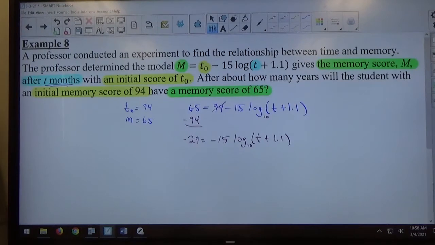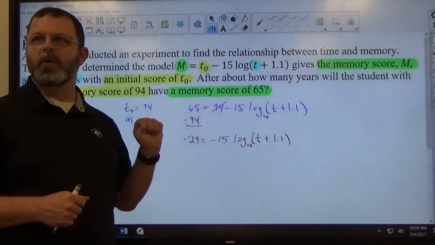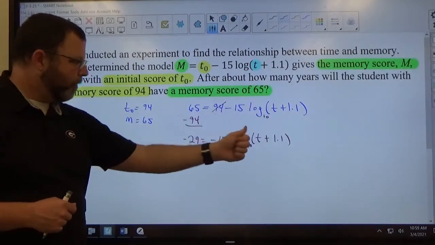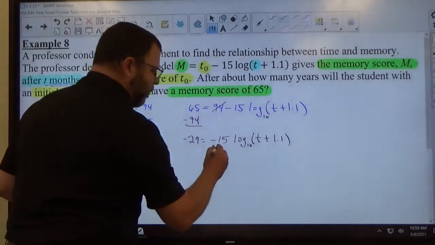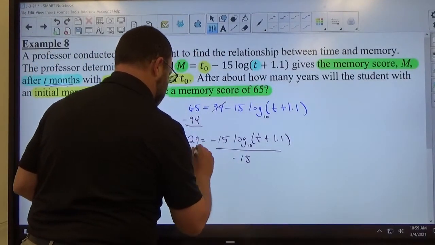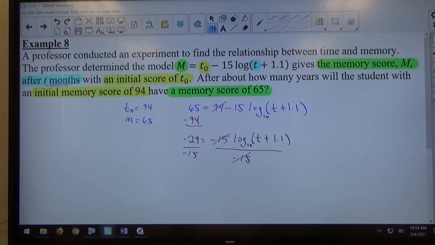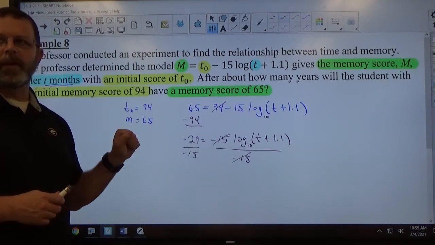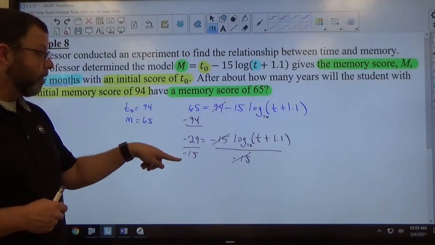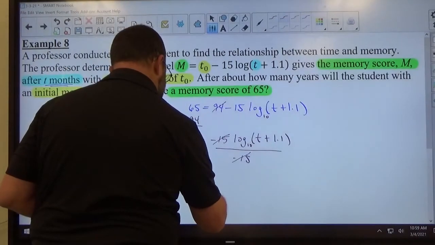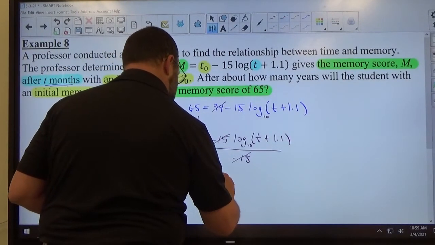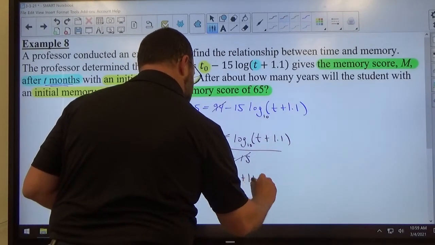Now, I don't want that negative 15 in front of the logarithm. There are 2 options here. Option 1, I can make this the power of that. We'll call that the bad option. If log equals a number is your goal, it's much easier to divide by a number than to make it a power. If it was going to be a log equals log scenario, obviously I'm going to put that 15 in there as a power. But if it's a log equals number scenario, I can just divide by that number to get rid of it. So notice 2 negatives make a positive, so I get 29 over 15 is equal to log of t plus 1.1 base 10.